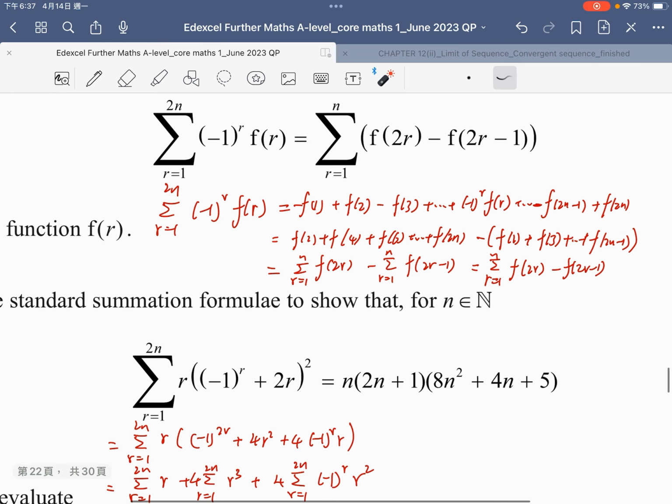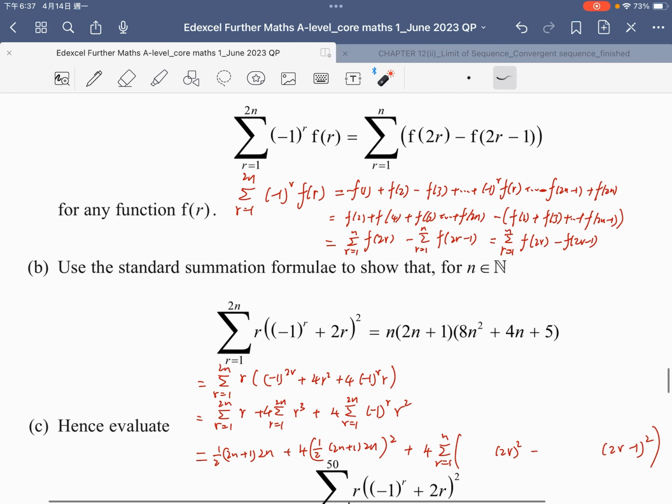Okay, then we go to the second part. Use the standard summation formulae to show that for n belonging to the natural numbers, this summation is equal to n times (2n plus 1) times (8n squared plus 4n plus 5).